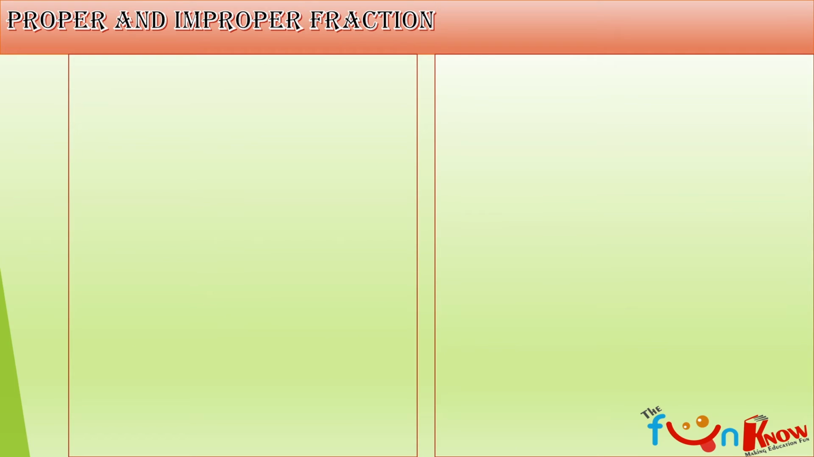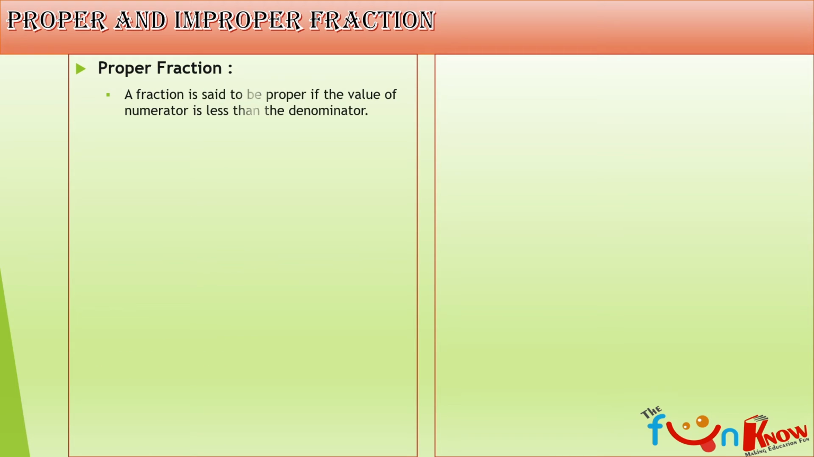So now we will see proper and improper fractions. Let us understand the proper fraction first. A fraction is said to be proper if the value of the numerator is less than the denominator. For example, students, let us have a look over here. Here is an example, 2 by 5. Numerator is 2, denominator is 5. So here the numerator, which is 2, is less than 5. That's why it is known as a proper fraction.